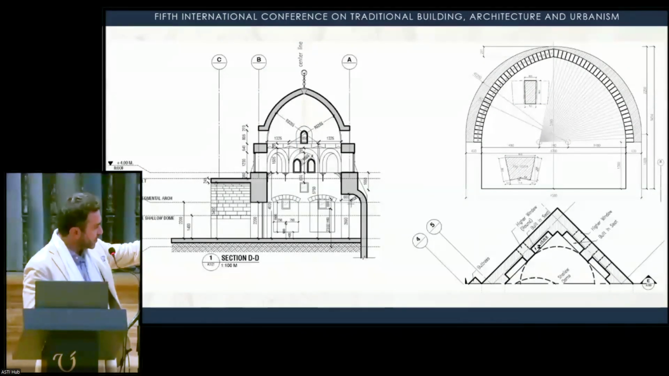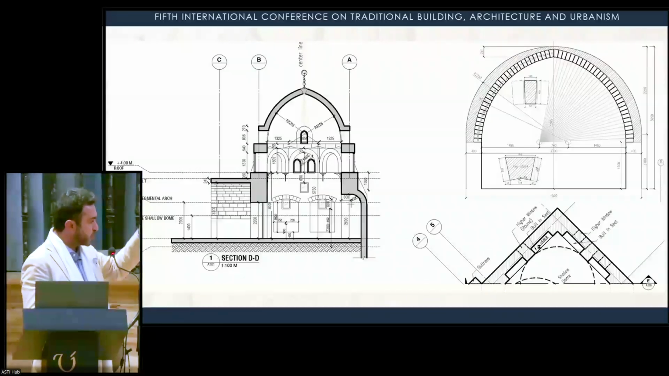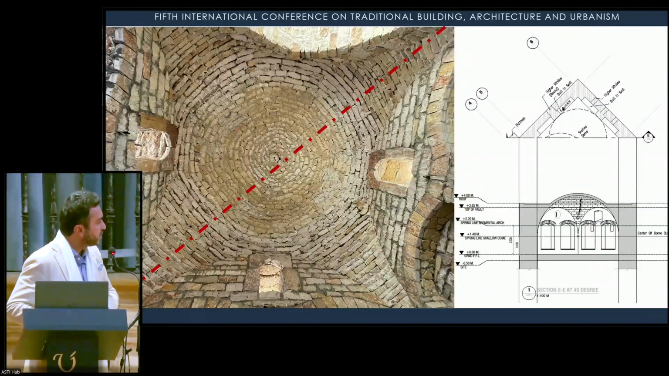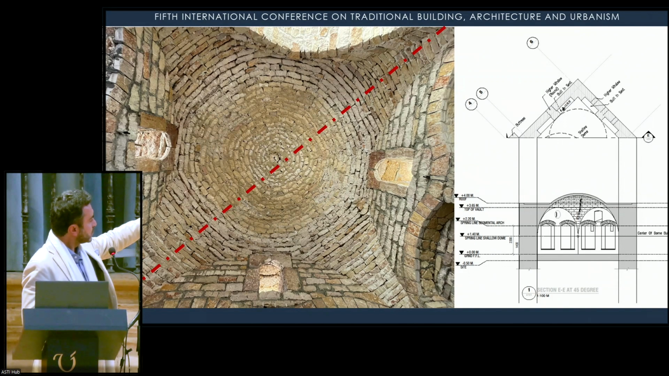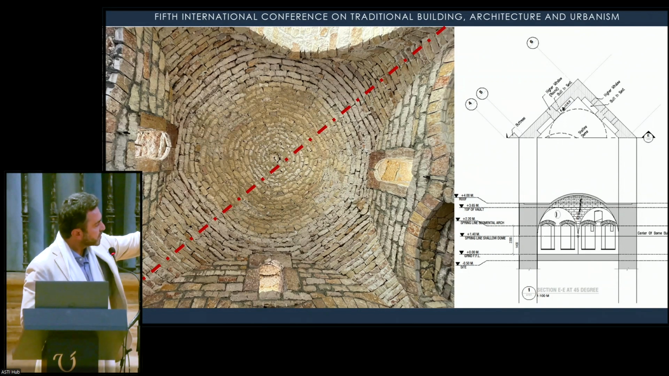Here the sail vault on the right, we cut it at 45 degrees to see the profile of the semicircle dome. Here it's more clear. If this is the shallow dome or the sail vault, we cut it at 45 degrees to see the profile of the circle. Because if you cut it from the middle, you see just a small segmental part. You don't see the circle coming from the spring line to the top.